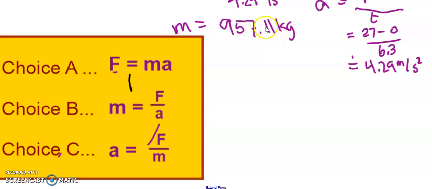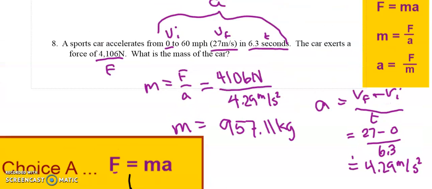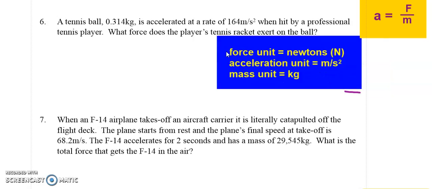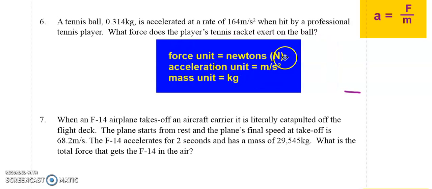957.11 kilograms. Make sure you round to the nearest hundredth if it's necessary, and don't forget to put kg behind it. Kilograms, you notice all of these units have lowercase letters except for newtons. Newtons has to be uppercase, so make sure that you don't goof up on that either. So that's all I got for you right now. Make sure you follow the instructions on that worksheet, okay?